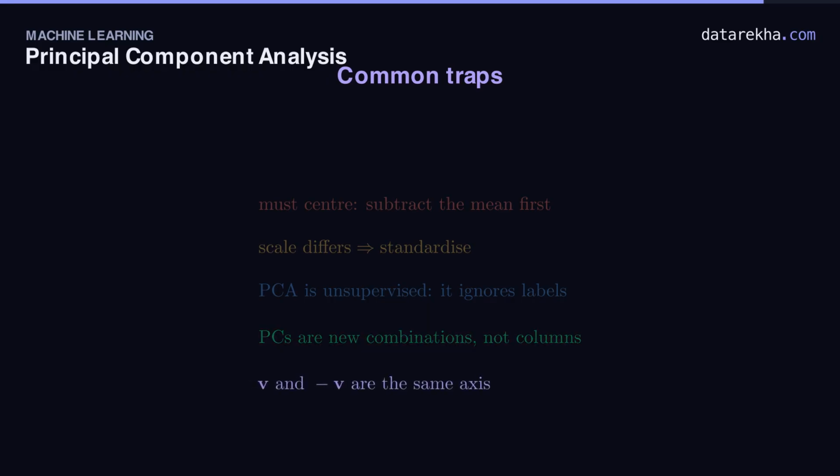And trap 5. Worrying about an eigenvector sign. If v is a principal component, so is minus v. They point along the same axis. The sign carries no meaning.